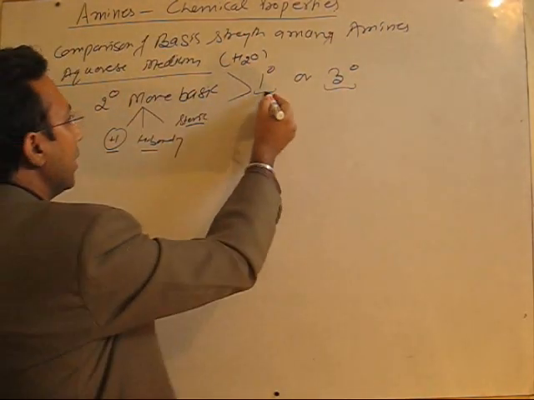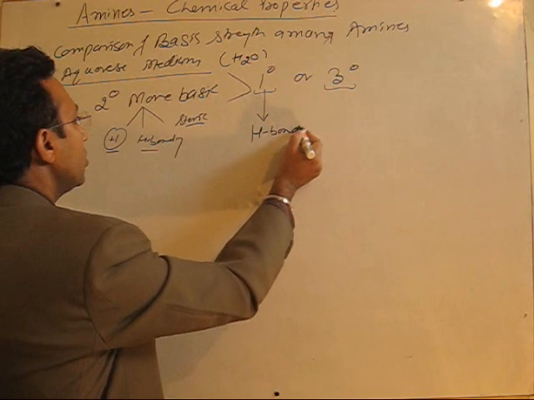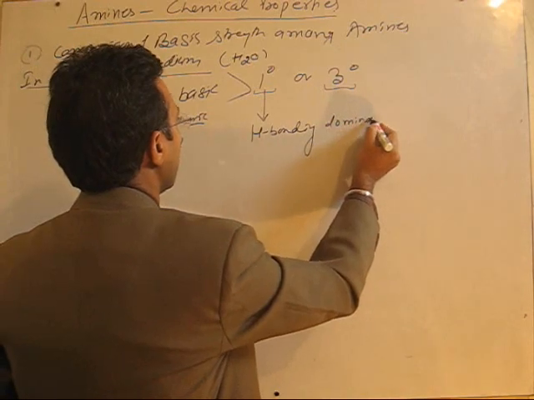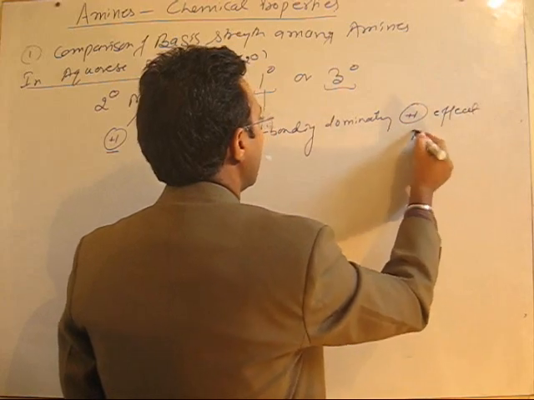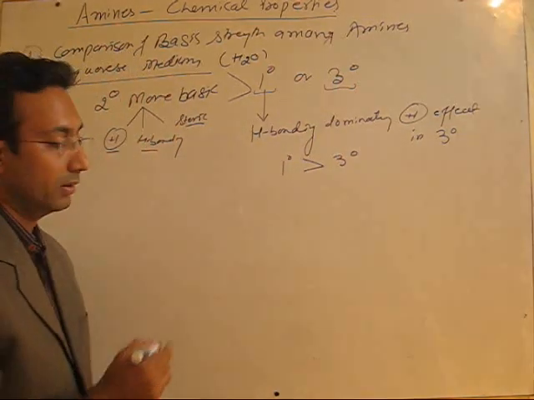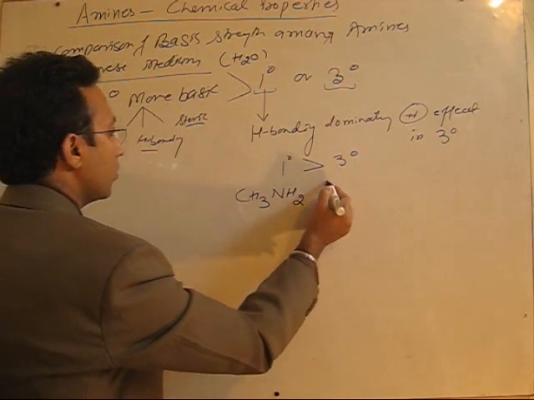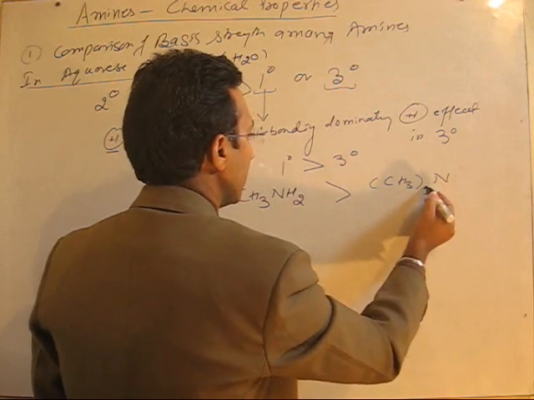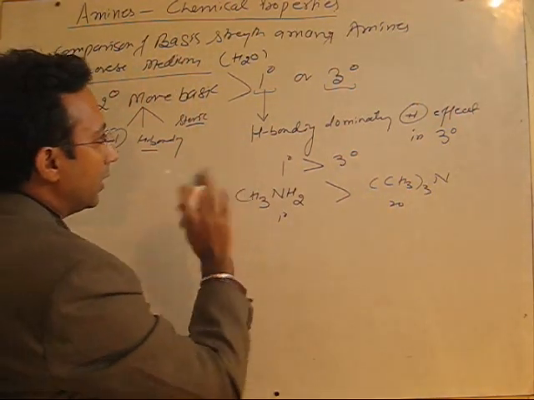Now it is very interesting, if in some compound the extent of H bonding is dominating the plus I effect in tertiary, then primary will be more basic than tertiary. That's why I have already given you this order, that methylamine is more basic than trimethylamine.